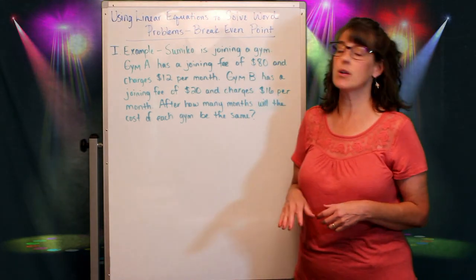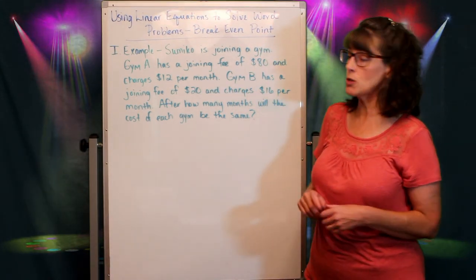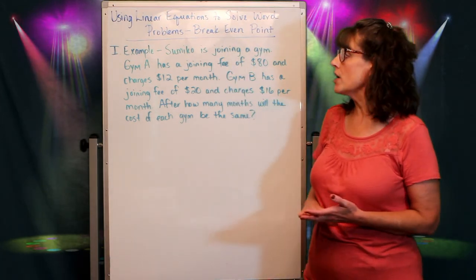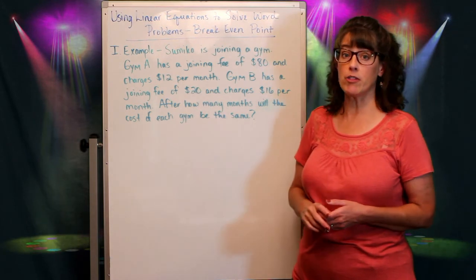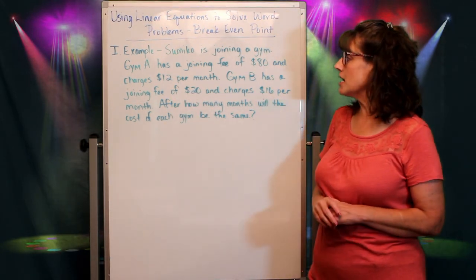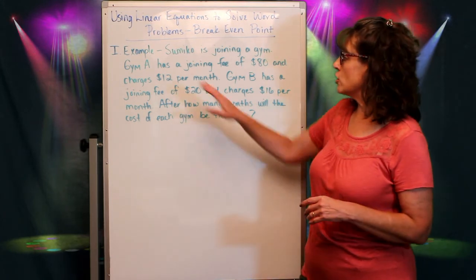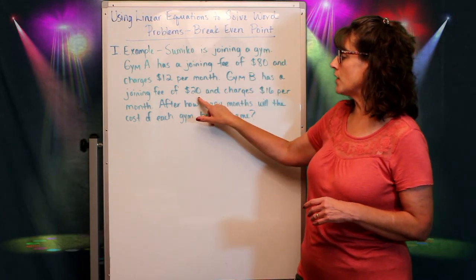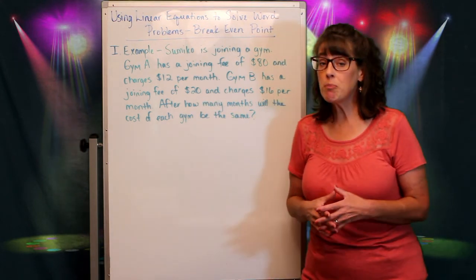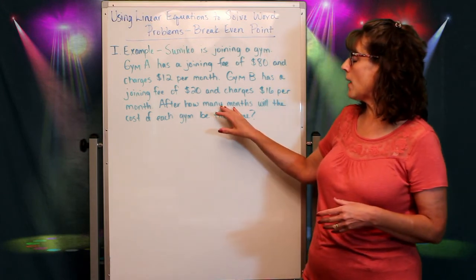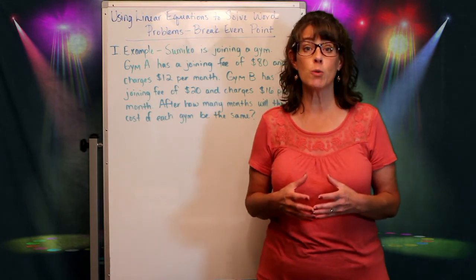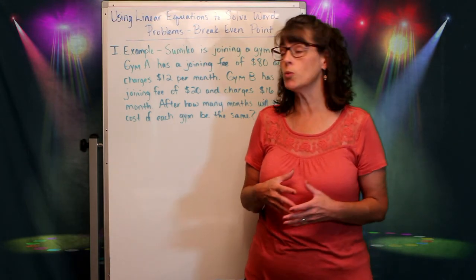We're going to read it in its entirety once. So Samiko is joining a gym because we're all ready to get healthy, aren't we? Gym A has a joining fee of $80 and then charges $12 per month. Gym B has a joining fee of $20 and charges $16 per month. Well, notice that Gym A has a much, much higher joining fee, but Gym B has a little bit of a higher monthly fee. So at some point, we're going to get a break-even point. We want to know how many months will the cost of each gym be the same, because that might determine which gym Samiko wants to join.